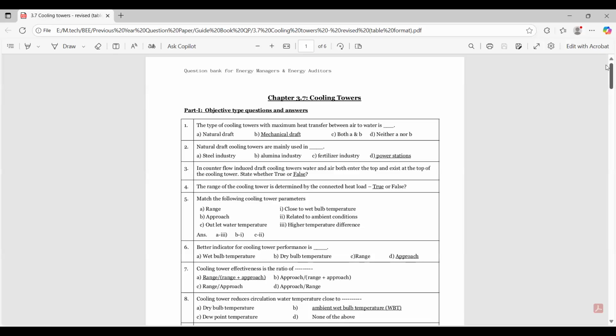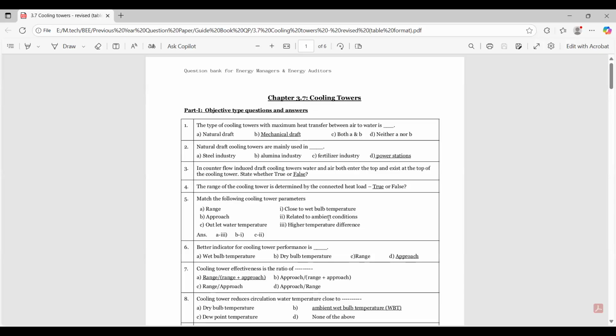Match the following cooling tower parameters. Range has to be a higher temperature difference, which means delta T has to be higher, as always. Approach is close to wet bulb temperature. Basin outlet water temperature is related to ambient conditions.